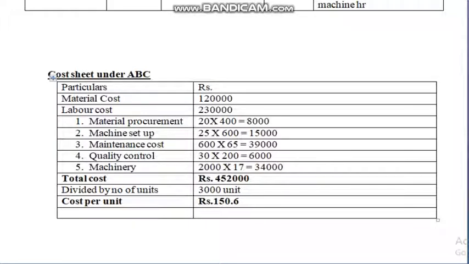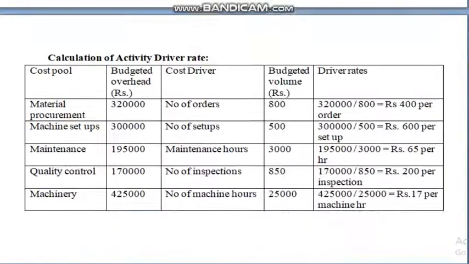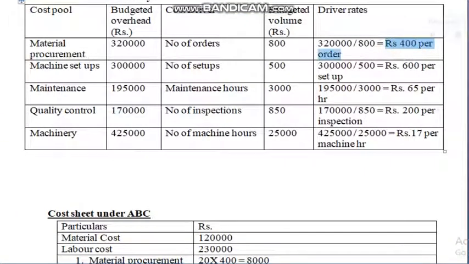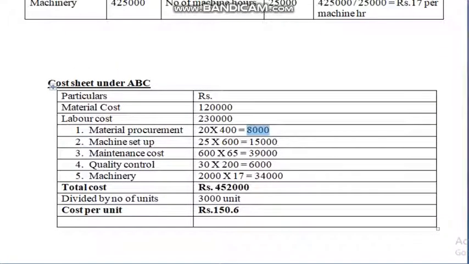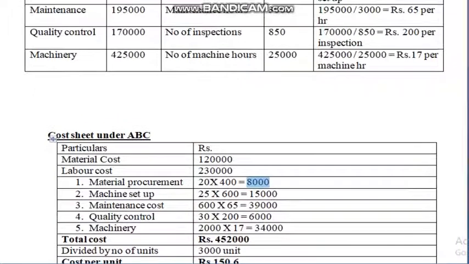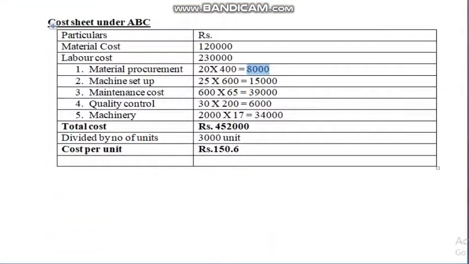The first cost is material procurement. Material procurement is based on the number of material orders. The number of material orders is 20, and the cost per order, that we calculated here, is 400 per order. Multiply by the cost per order and you will get the material procurement cost. Like this, do all the other activities and you will get the total cost. To calculate cost per unit, divide by the number of units. So this is the solution for this problem: the calculation of activity driver rate, and this is the cost sheet.